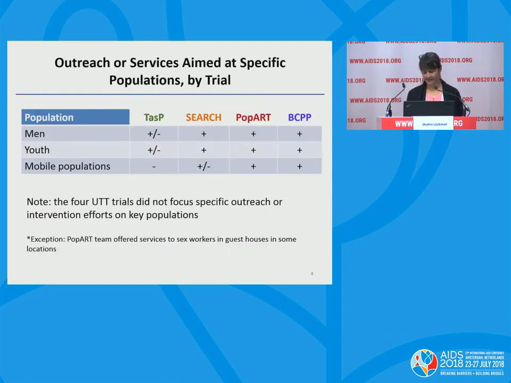Each study implemented specific outreach or services aimed at engaging men and youth, to varying degrees and with a variety of approaches. In addition, some of the studies tried to engage particularly mobile populations. I will summarize key aspects of the targeted approaches used. The studies did not focus specific outreach or interventions to engage key populations.